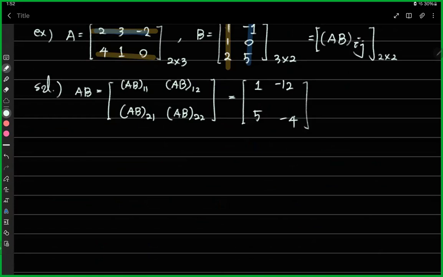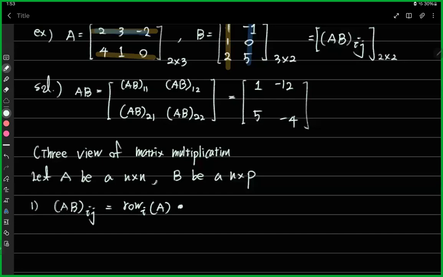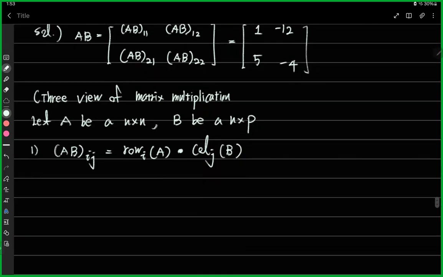Okay, so here's a summary: the three views of matrix multiplication. Let's say A is an m by n matrix, and B is an n by p matrix. First one: the ij entry of AB is equal to row i of A dot product with the jth column of matrix B. That's the row-column rule, right?